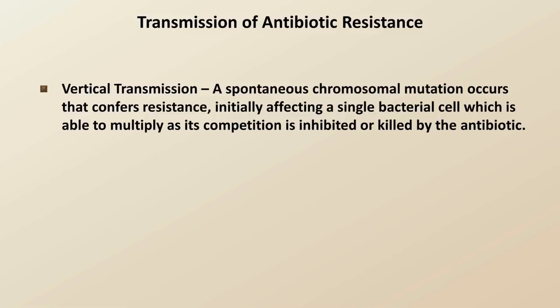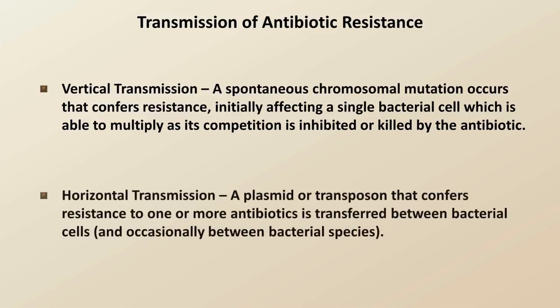The second possibility is predictably called horizontal transmission. This occurs when a plasmid or something called a transposon that contains one or more genes conferring antibiotic resistance is transferred between bacterial cells and occasionally even between bacterial species.